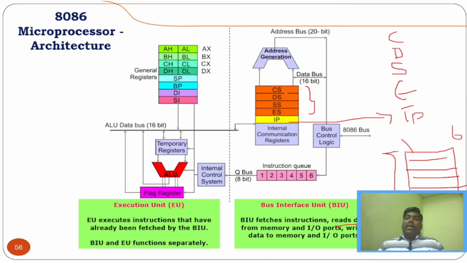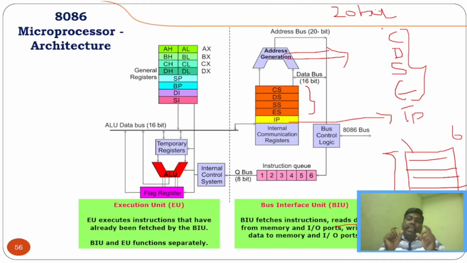These segment registers are very useful to identify the physical address. As I said, the address generation helps to identify the physical address. The physical address is a 20-bit physical address in 8086. I've already explained how to determine the physical address, but I'll also explain it here again. It's a 20-bit physical address, that is, the physical address can be calculated using this formula.